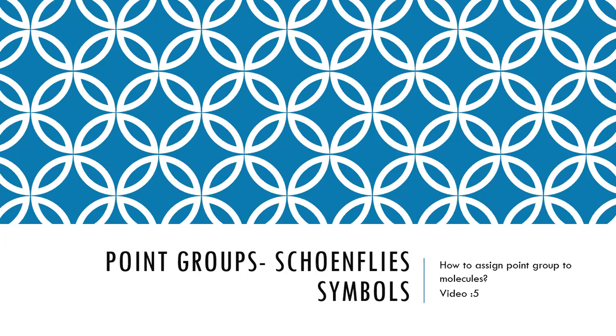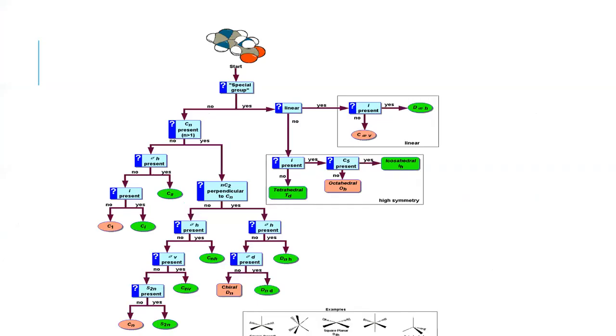And there is a flow chart which has to be followed while designating the molecules or categorizing the molecules into point groups. The flow chart goes as follows. This is taken from the internet. And first of all, when you start looking at the molecule, you have to keep on answering the questions, and at the end you end up naming the molecule according to the point group.